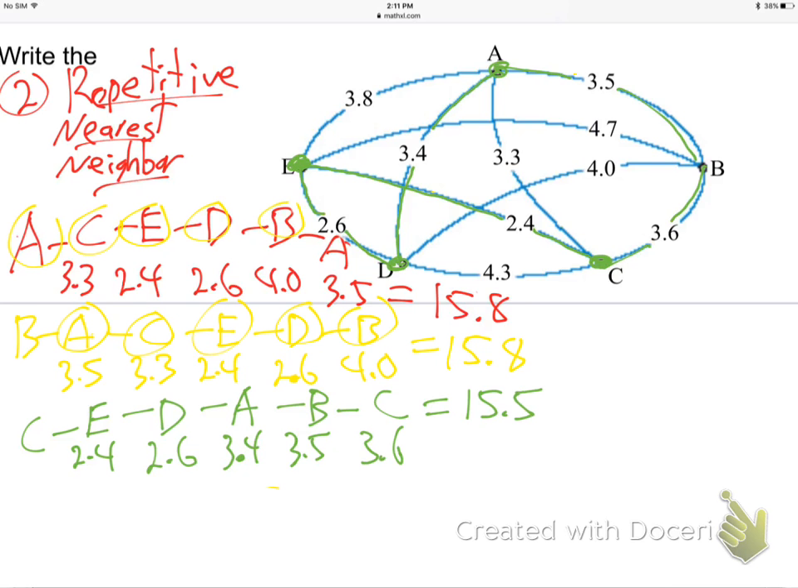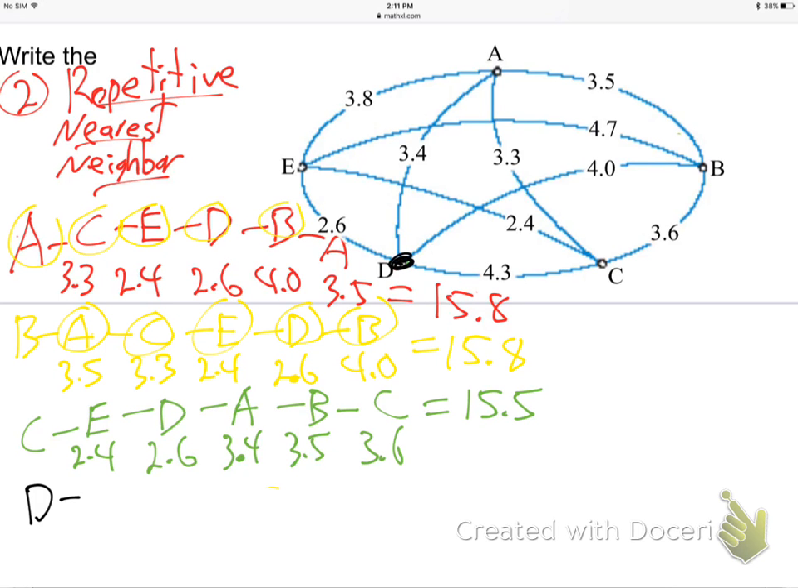Is it 15.5? Let me know if I added that right. Yeah. Okay, thank you. So that one's a little better, isn't it? Little shorter overall loop. Now let's go again. This time I'm going to start at D.